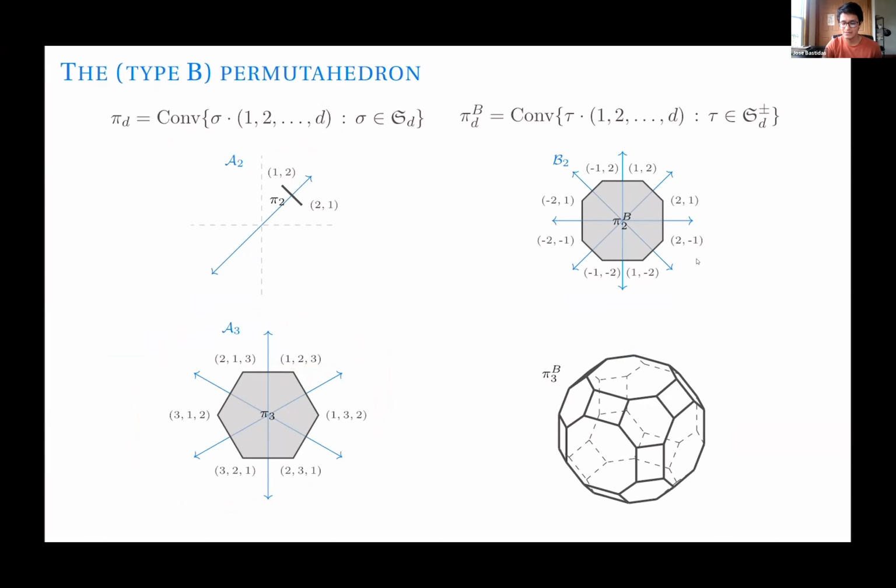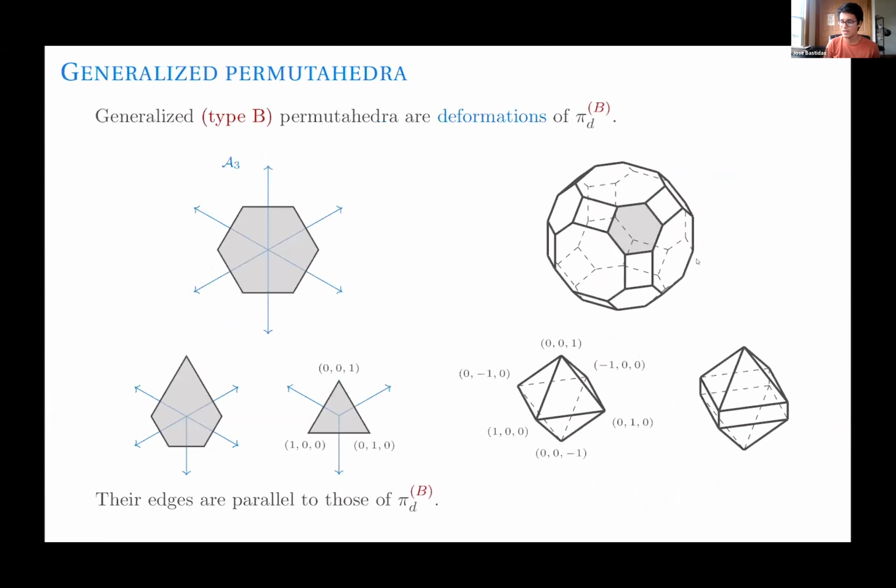And in the type B case that I'm going to denote with this extra B right here, we have something similar. So all the permutations of the point 1 through d, but now we have signed permutations. So we are allowed to permute the coordinates, but we're also allowed to add negative signs whenever we want. And this is the result in R^2, and this is the type B permutahedron, sorry, in R^3. And the family of polytopes that we will consider are generalized type B permutahedra. So they are deformations of these polytopes.